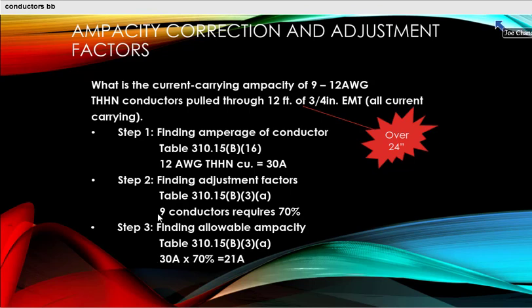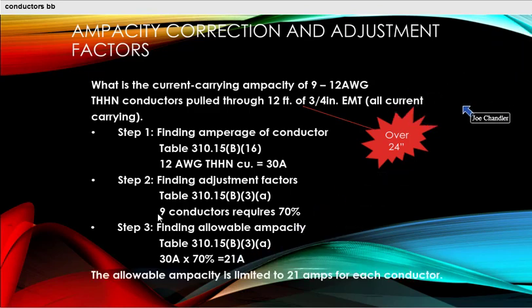So we take and do some math. My 30 amp wire, because I put 9 of them in this raceway, now is only good for 21 amps. So again, another big difference. So that is the maximum, that's the current, the ampacity. That's what it's limited to under these conditions.